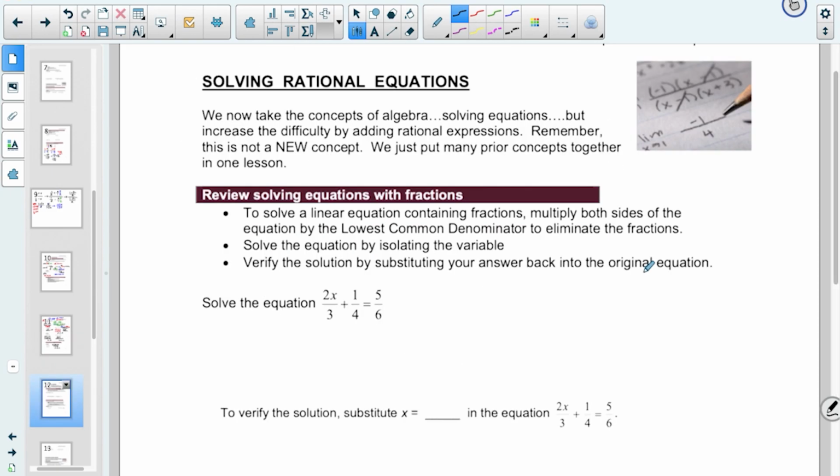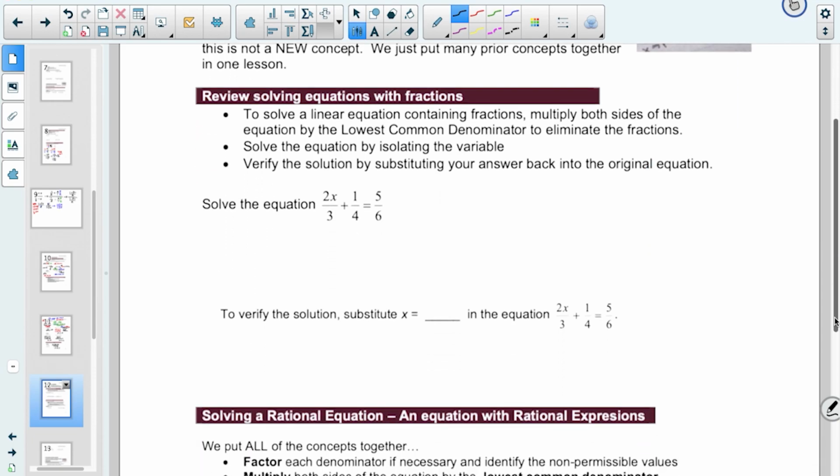Now we're going to move on to solving rational equations. Now the steps seen here are just one way of doing it, so I'll show you a second way that I personally prefer a little bit better. So here the steps state that you should be multiplying both sides of your equation by the lowest common denominator, and then we're going to solve your equation by isolating the variable. And then we can verify our solutions by substituting our answer back into the original equation.